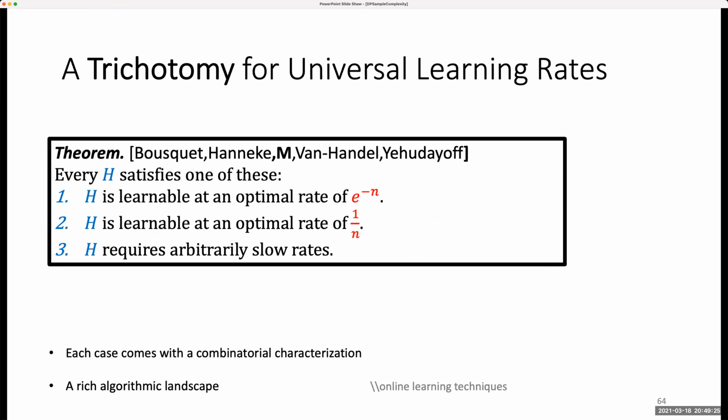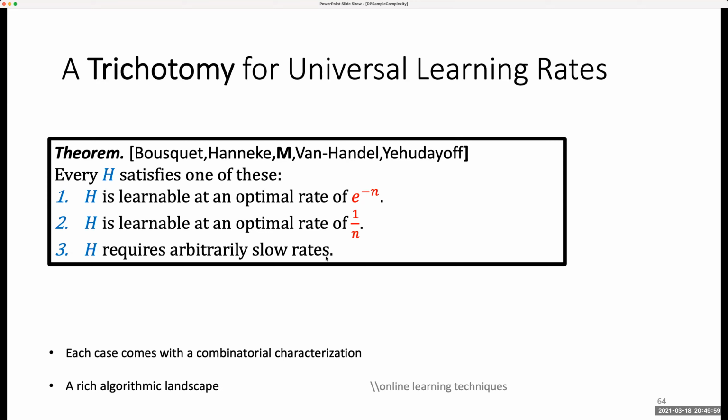Okay. So in a joint work with Olivier Bousquet, Steve Hanneke, who is here, Ramon Van Handel, and Amir Yehudayoff, we studied this universal learning setting in the distribution-free, realizable setting. And we showed that instead of a dichotomy, you have a trichotomy: every class H is either learnable at an exponential rate, or linear rate, or arbitrarily slow rates.